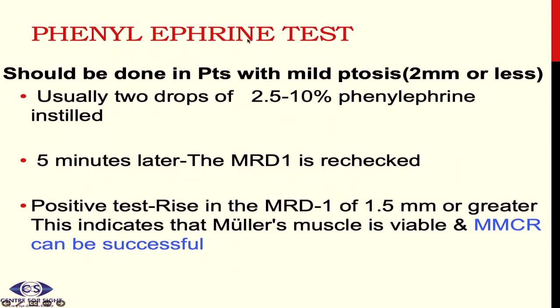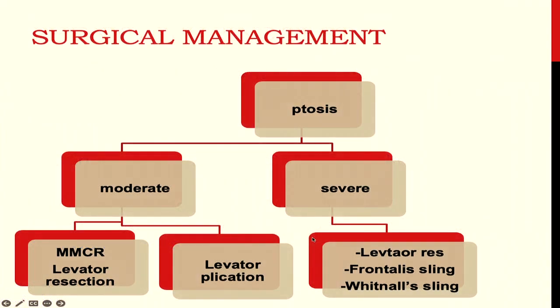So how to do the phenylephrine test? We all know it. Two drops of phenylephrine, varied concentrations are prescribed, 2.5 to 10%. After 5 minutes, we check for lid lift. If there is around 2 millimeter of lift, maybe 1 to 1.5 millimeter is also considered significant. It means that Muller's muscle is functional and MMCR can be successful.